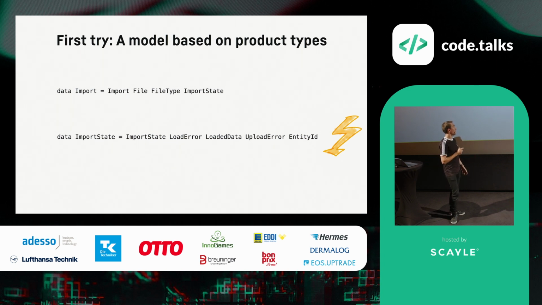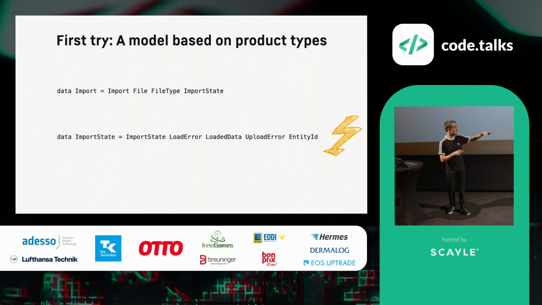Or if this is null, it has to be null in any way. All of these have to be nullable, sort of. And if there's some loaded data, that still doesn't have to mean that we have an upload error, so this also has to be nullable. And it also doesn't mean that we necessarily have an entity ID, because we want to give the user a bit of time to think, right? Maybe we have this loaded data, we want to present it to the user, but no upload has happened yet, so we don't have an entity ID.